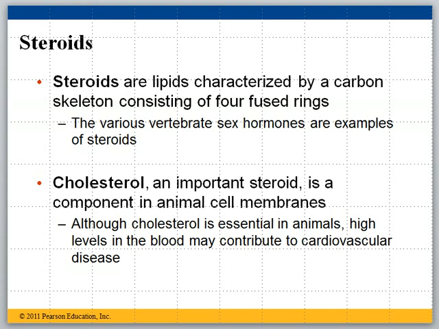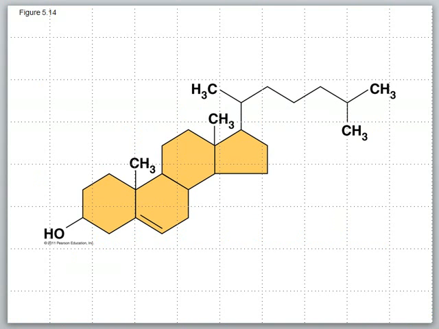So let's take a quick look at a drawing. Here it is. Here are the rings we were talking about, the four fused carbon rings, and the different branches that stick off of these carbon rings determine what we're looking at. This one happens to be cholesterol. If we looked at one of the sex hormones, like testosterone or estrogen, it would have these same four fused carbon rings, but different functional groups and other molecules sticking off on these branches.